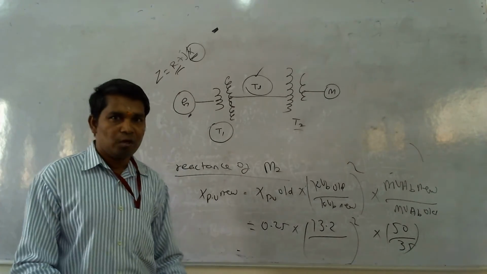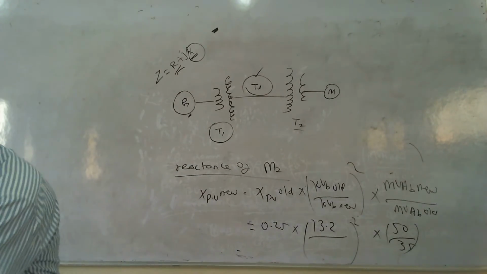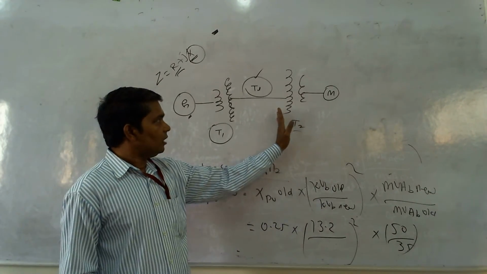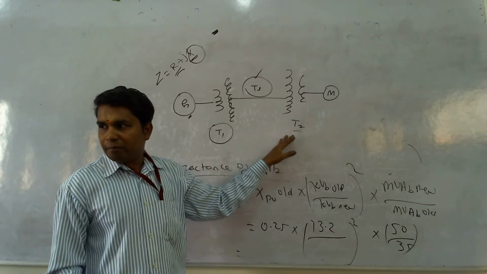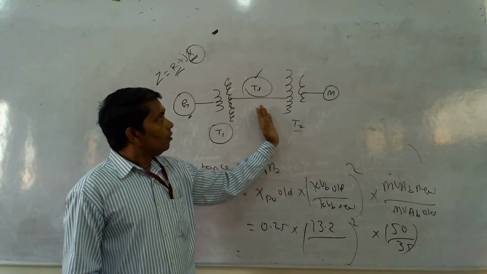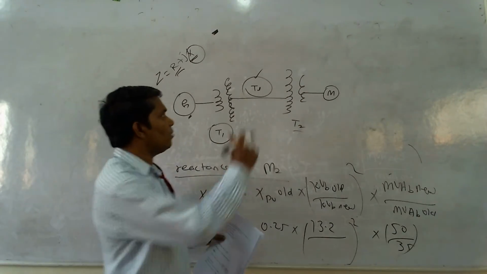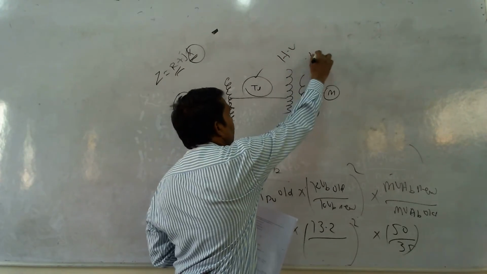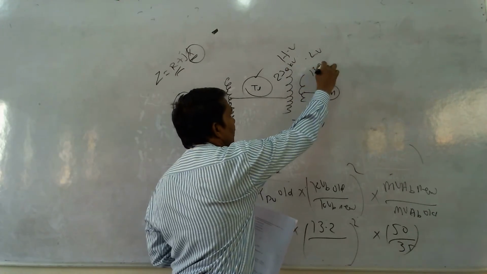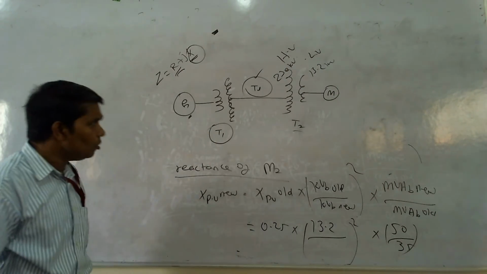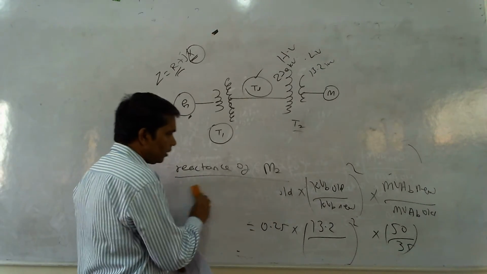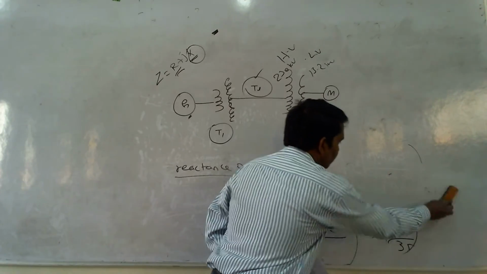So how to calculate that one? Let us see. The motor is connected on the secondary side of transformer 2, right? Your secondary side is nothing but the low voltage side. This is your high voltage side, this is your low voltage side, because here it is 230 kilovolt and 22 kilovolt, here 13.2 kilovolt. So for the section changing, we have the formula.